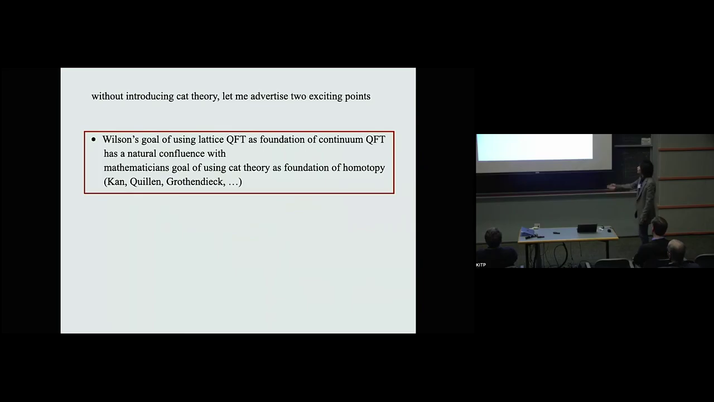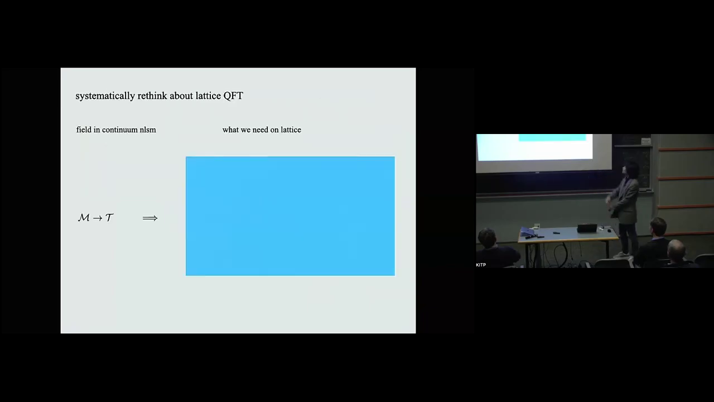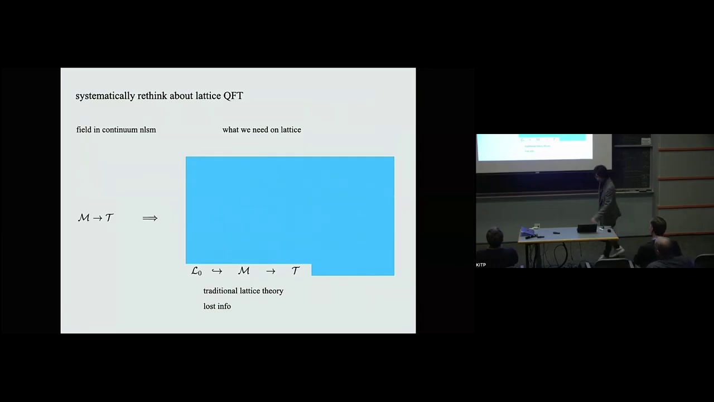The first is that using this philosophy behind the V-line model, Wilson's goal of using lattice QFT as the foundation of continuum QFT actually has a natural confluence with the mathematician's goal of using category theory as the foundation of homotopy theory. The idea is that if we consider field configuration in the continuum, what is it? It's just a map from the space-time manifold to the target manifold, right? And what do we want on the lattice? Traditionally, we are just sampling some discrete points in the continuum. Then, of course, we are losing a lot of information.